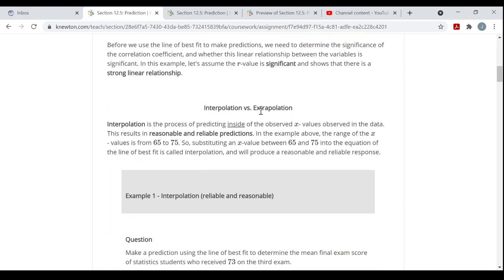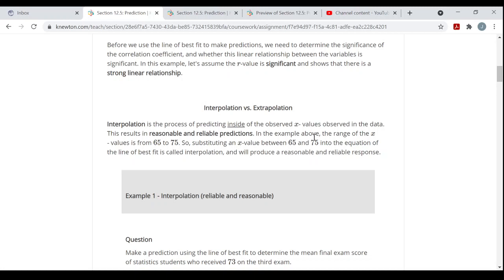Let's talk about the difference between interpolation versus extrapolation. Interpolation is the process of predicting inside the observed x values, the x values that are observed in the data. What's the lowest x value of all my points, and what's the highest x value of all my points, and making a prediction about what will happen for x values in between those. Inter is within. This results in reasonable and reliable predictions.